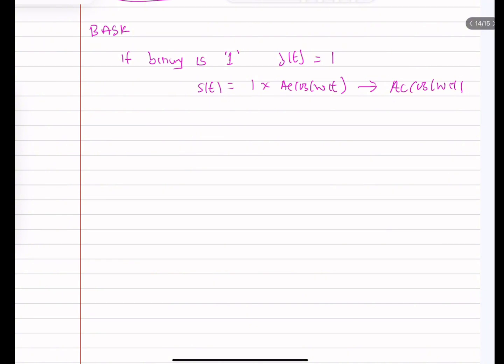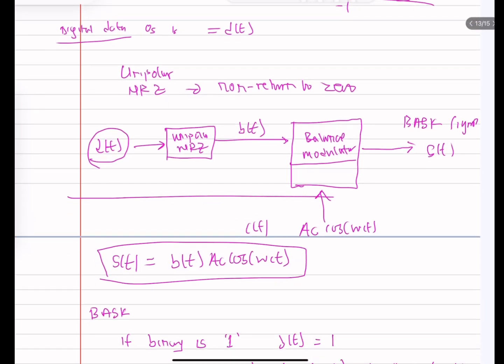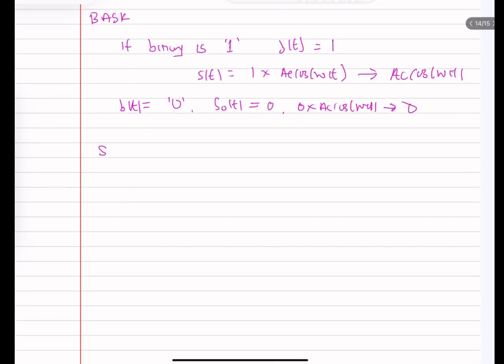So looking at the other side, where the binary B of t is equal to 0, the S of t also gives us 0, because we will have 0 times the carrier, which is AC cos omega ct. And for that matter, we are going to get 0. That's why you saw that this place was attenuated whenever the binary data was 0. So basically, we can say that our S of t in the general form for binary ASK is equal to B of t AC cos omega ct.